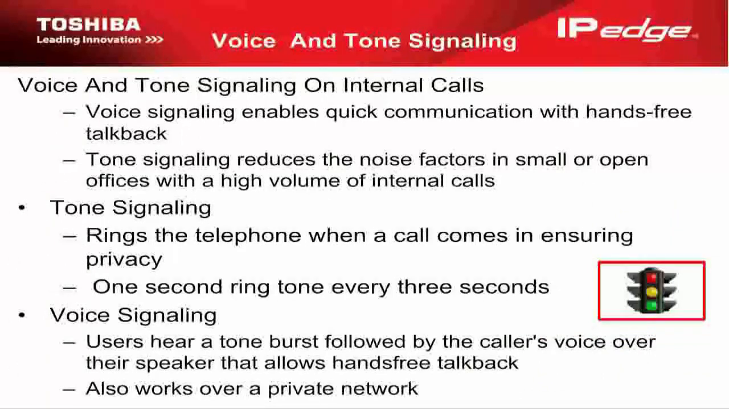Any telephone in the system can be programmed for tone ringing or voice announce as a standard method of internal call signaling. Voice signaling enables quick communication with hands-free talkback. Tone signaling reduces the noise factors in small or open offices with a high volume of internal calls. Tone signaling rings the telephone when a call comes in and ensures better privacy. With tone signaling, the called telephone receives a 1-second ring every 3 seconds. The pitch and sound of internal tone signaling is always the same.